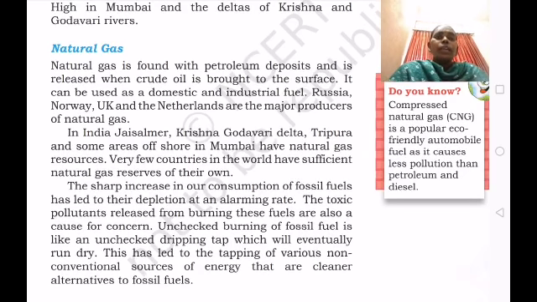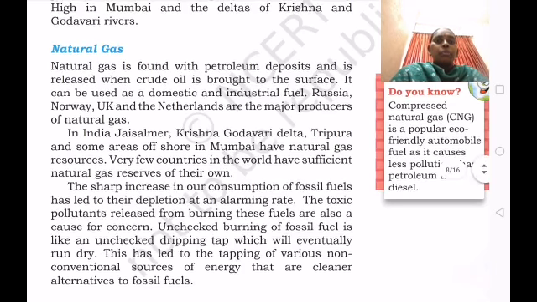Along with other countries, in our country also natural gas is available. In India, Jaisalmer, the Krishna-Godavari Delta, Tripura, and some areas offshore in Mumbai have natural gas resources. Very few countries in the world have sufficient natural gas reserves of their own.